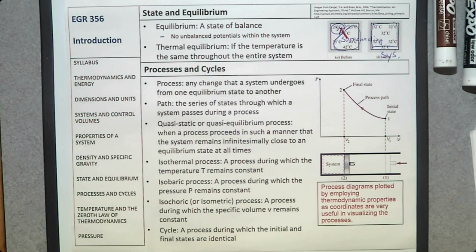A cycle is a process during which the initial and the final states are identical. So usually a cycle consists of several processes. Process number 1, pressure goes up this much. Process number 2, pressure goes down this much. And process number 3 goes back to the initial state. Then these three processes become one cycle. We are going to study cycles later, in chapter 8 or chapter 9, when we study the Rankine cycle, Otto cycle, and gas turbine, etc.